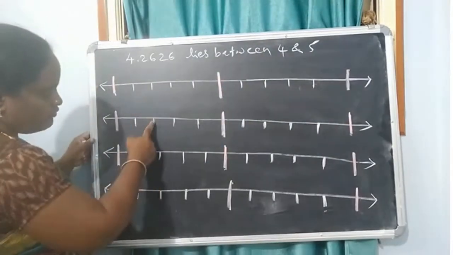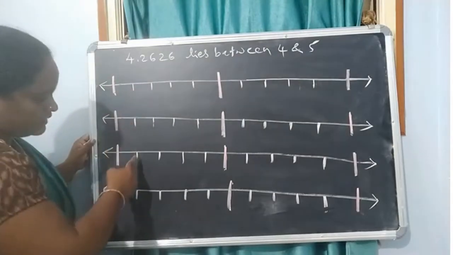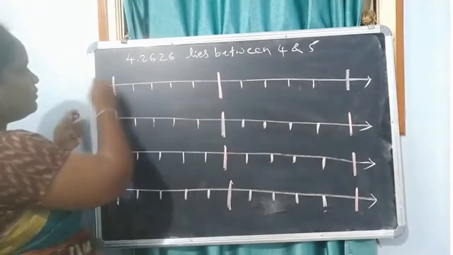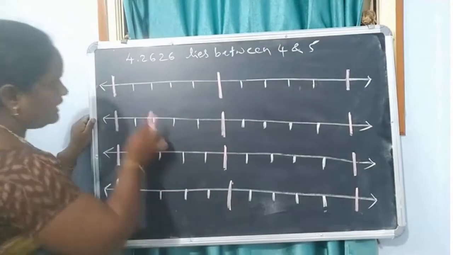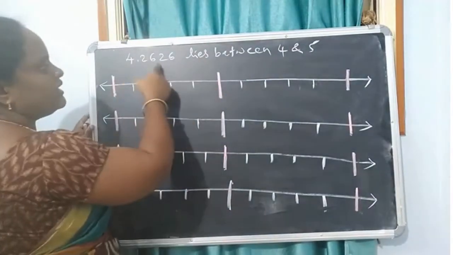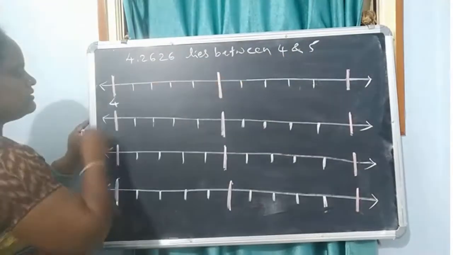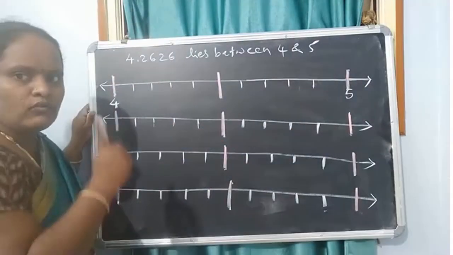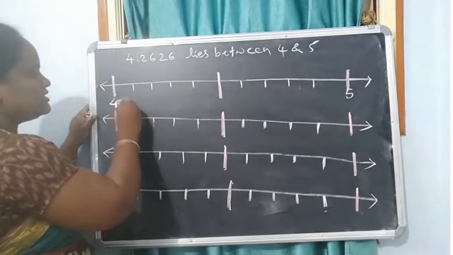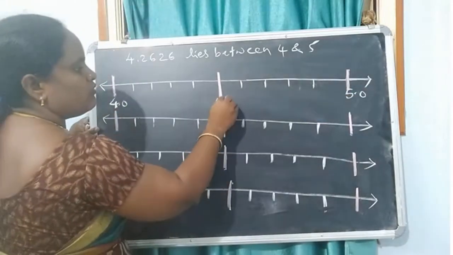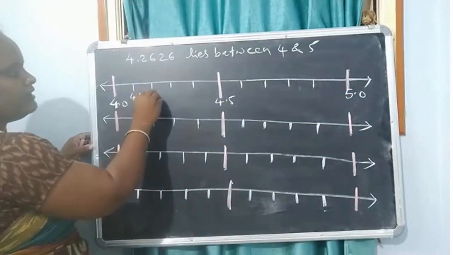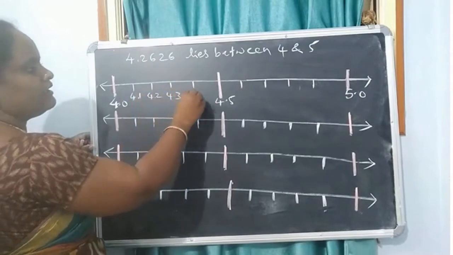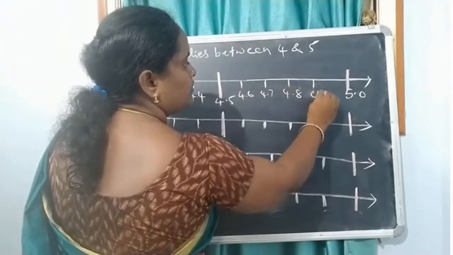So I have taken 4 number lines, 1, 2, 3, 4 number lines, and divided the portion between 4 and 5 into 10 equal parts, already divided. 4.2626 lies between 4 and 5. So on the first number line I am going to take up to 1 decimal place. So 4.0, 5.0, the middle will be 4.5. So here this is 4.1, 4.2, 4.3, like this up to 4.9.